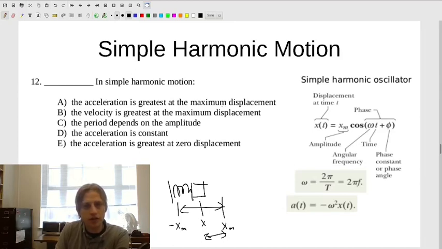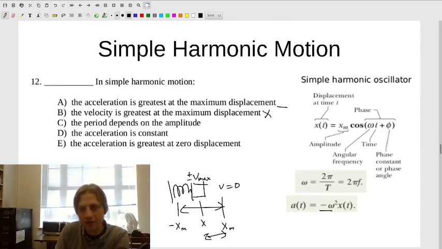The acceleration is greatest at the maximum displacement. Well, the acceleration is dependent on the position. That is one of the strange and interesting things about this system that's very significant. Greatest at the maximum displacement, well, the minus sign makes that a question, but I'm going to say that's a maybe. Let's see, are any of the rest of these true? The velocity is greatest at the maximum displacement. No, at x max and minus x max, v equals 0. Here we have our v max, plus or minus v max, depending on whether our block is going forward or backwards. So this one is wrong.